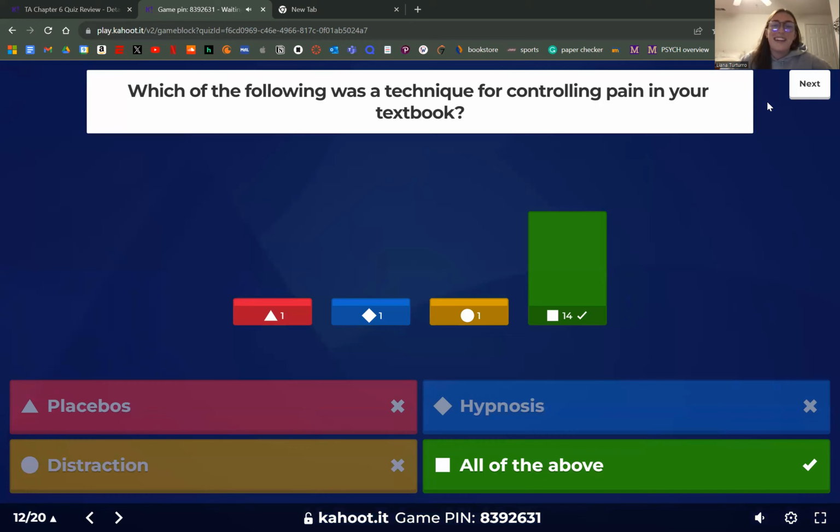Good job. Yeah, it is all of the above. All of these were explained pretty well in your textbook. I think it's about halfway through the chapter, but I could be wrong on that. But yes, it's all three of these.